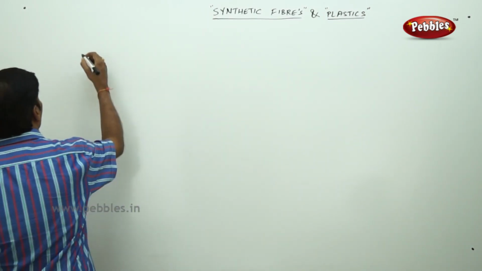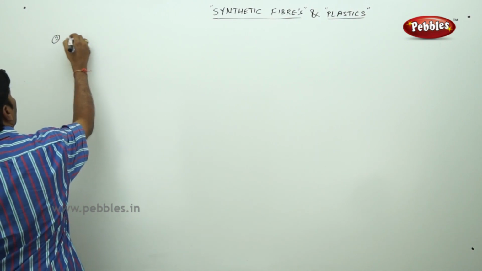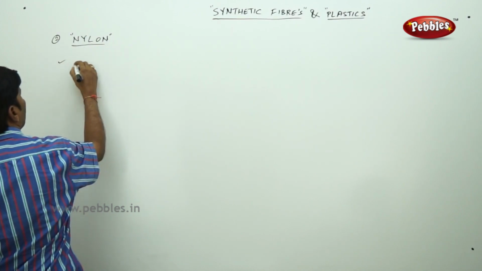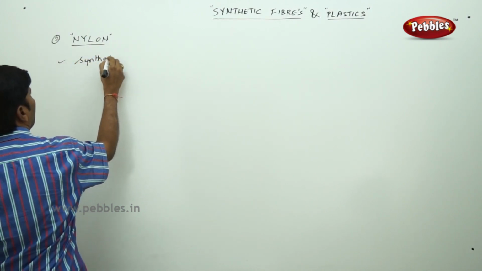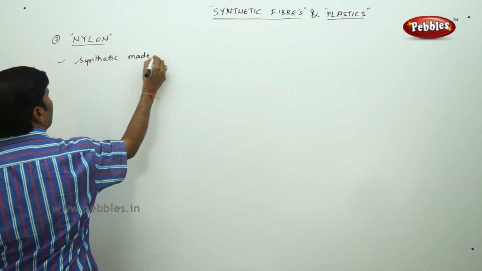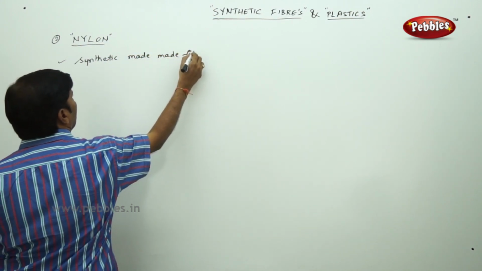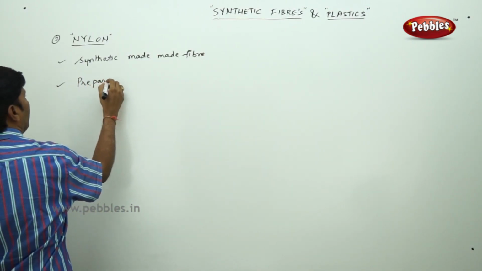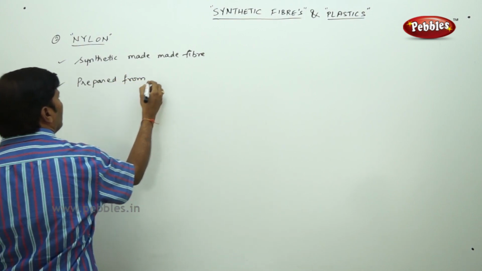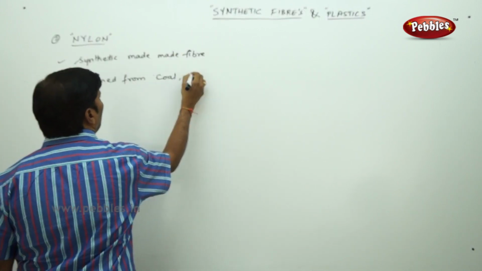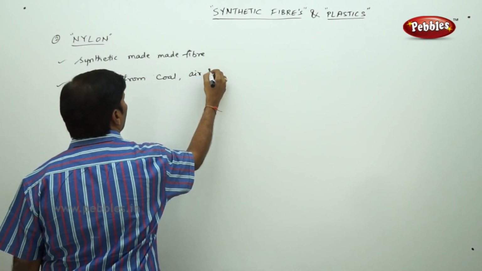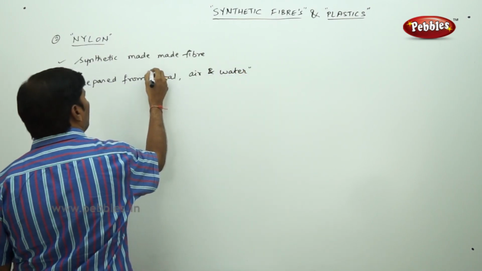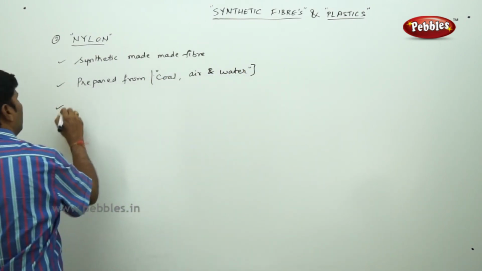Next, let us go to another synthetic fiber, the second category, that is nylon. Nylon is another synthetic, man-made fiber. It is prepared from coal, air and water. These are the raw materials which we use for preparing nylon.